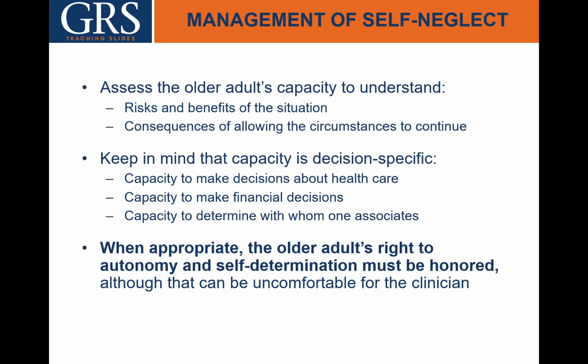So how to manage self-neglect? Here we should first assess the older adult's capacity to understand, and keep in mind that capacity is decision specific. We need to evaluate if the patient can make decisions about healthcare, if they can make financial decisions, or if they can determine with whom one associates. When appropriate, the older adult's rights to autonomy and self-determination must be honored, even if it's uncomfortable for the clinician.